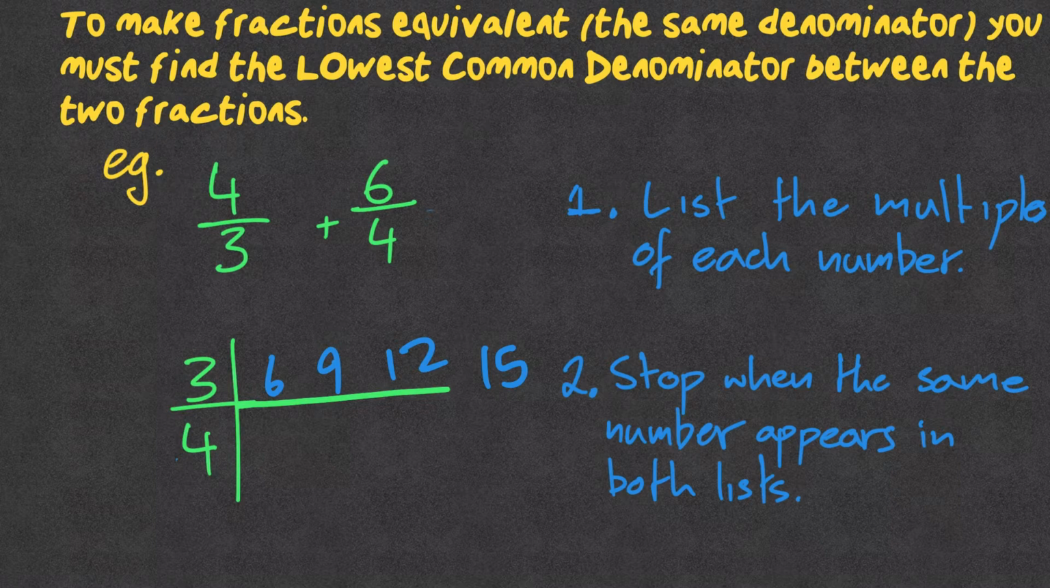So list the multiples of 4, 8, 12. What's that second step say? Stop. Yeah, stop when you find the same number in both lists. 12 appears in both lists, give it a circle. Now this is a little bit more writing after this. So our lowest common denominator is going to be 12. So we're going to try and make both the denominators 12.